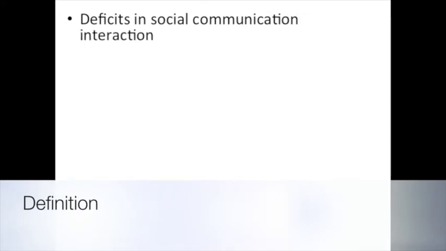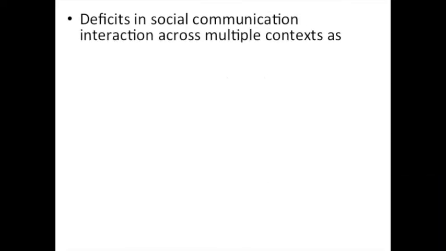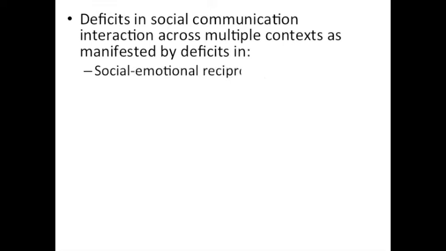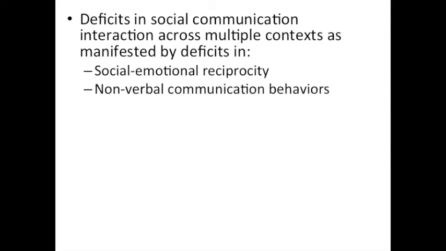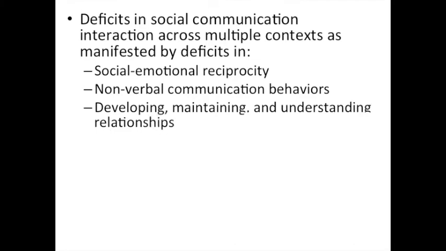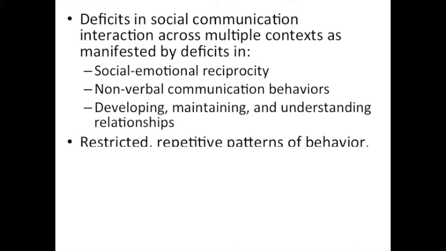According to the DSM-5, autism is defined by deficits in social communication and interaction across multiple contexts, as manifested by deficits in social-emotional reciprocity, nonverbal communicative behaviors, and in developing, maintaining, and understanding relationships. Restricted, repetitive patterns of behavior, interests, or activities.